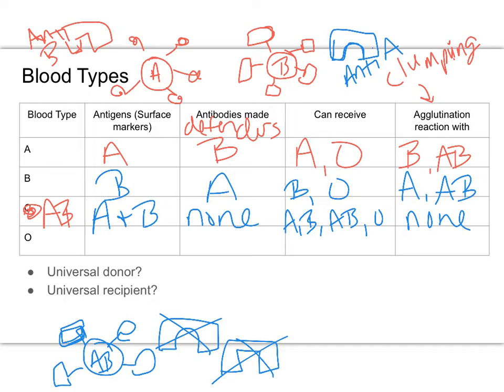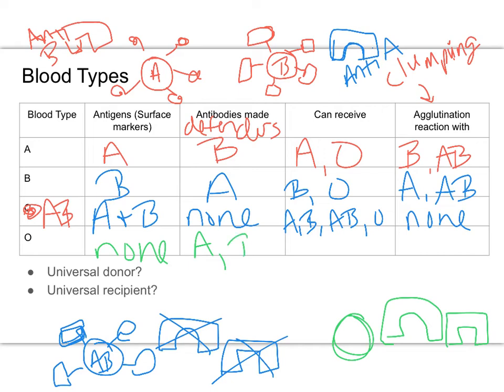Now, if I have type O blood, I have no surface markers. I have no antigens. So hopefully you've caught on that there are only 2 types of antigens. There are A antigens and there are B antigens. And you either have one of them, none of them, or a combo of them. So if I have no surface markers, I'm ready to defend against everything. I have A antibodies and I have B antibodies.